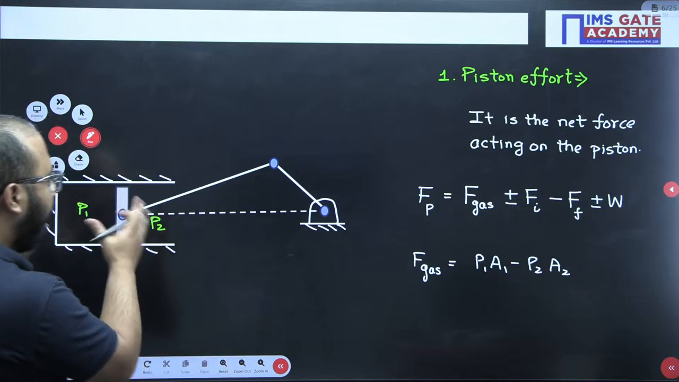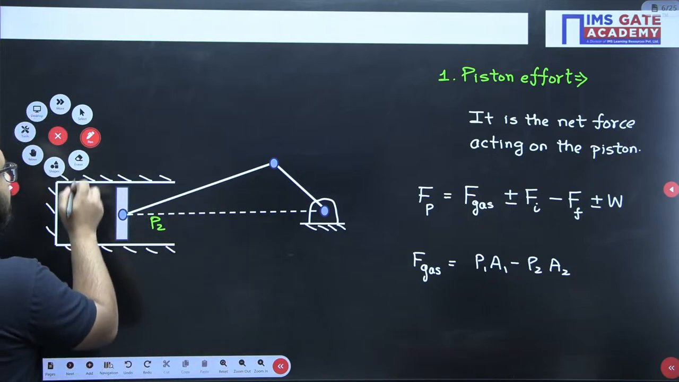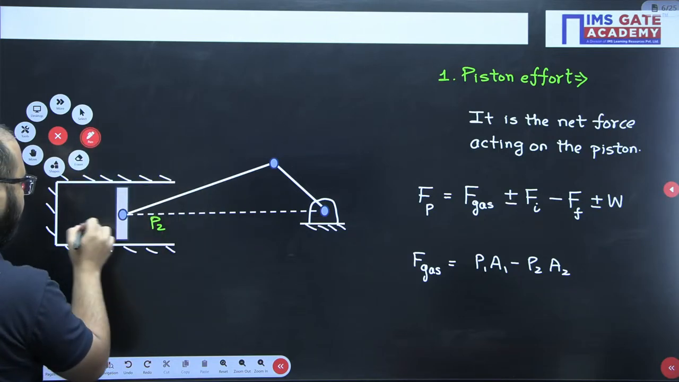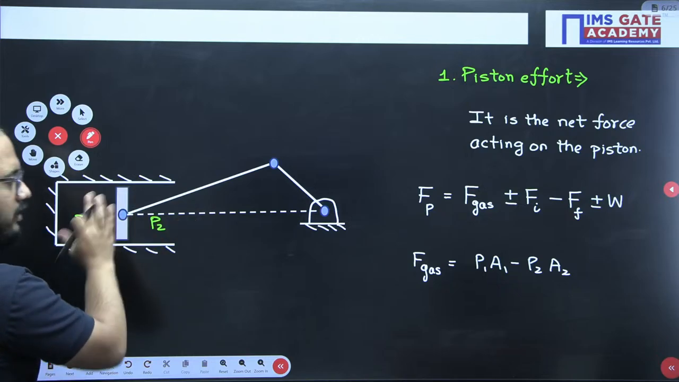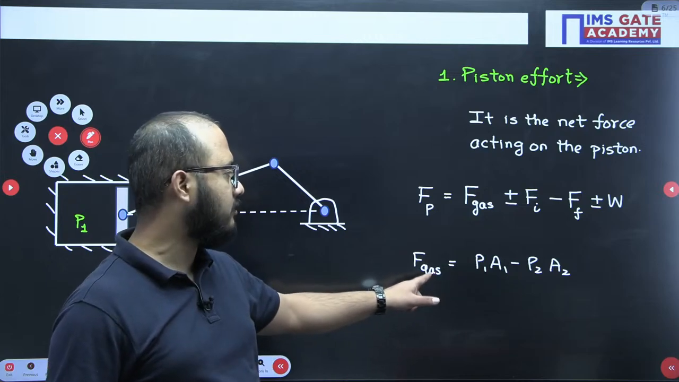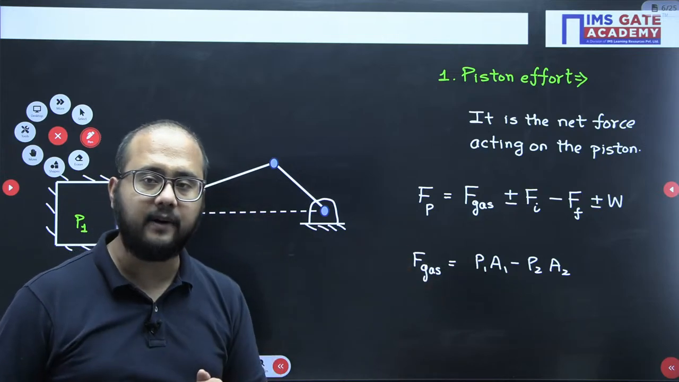So, the net force is going to be acting on the slider. Okay. So, this is P1. So, P1 into A1 minus P2 into A2. So, net force because of the expansion of the gases is going to act on the slider. That is the first part.